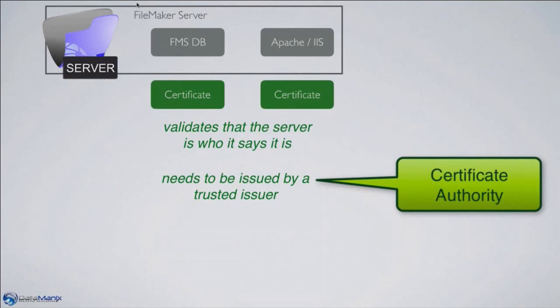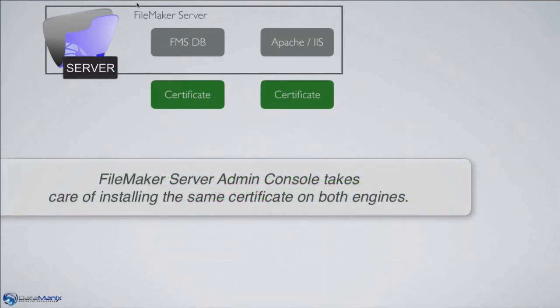And for the FileMaker server, we need to install a certificate for the FileMaker server database engine, and we also need to install a certificate for the web server engine, whether it's Apache or IIS for Windows. The great thing though, I just want to mention right here, is that FileMaker server admin console takes care of installing the same certificates onto both the database engine and the web server engine. So it's a one-step process instead of having to install it multiple places.